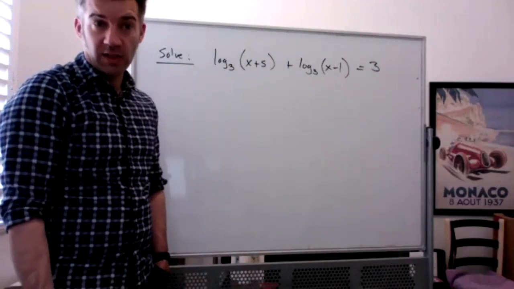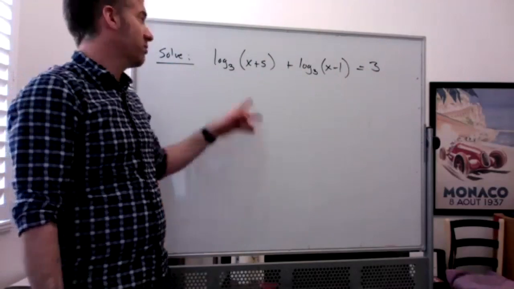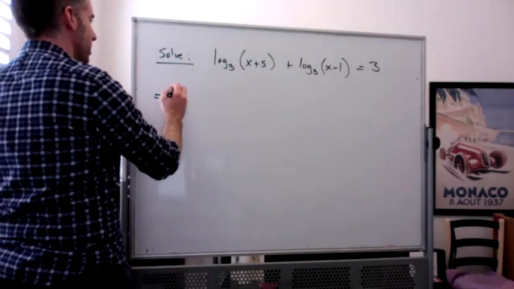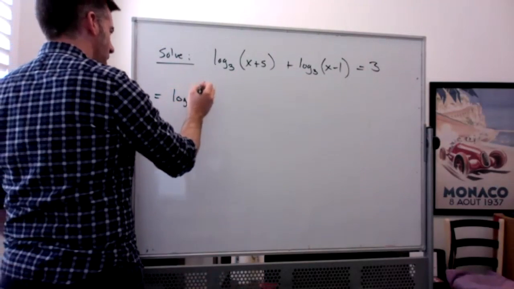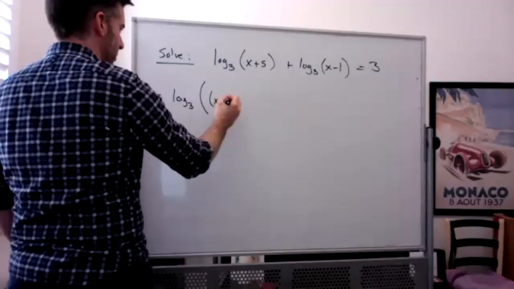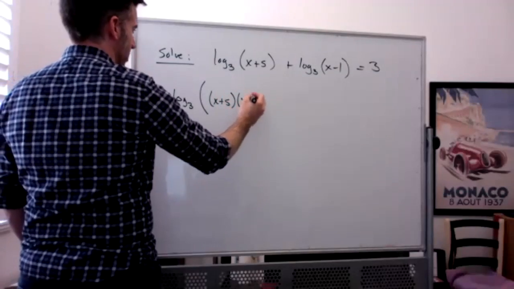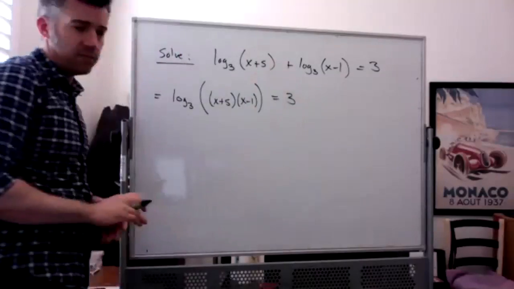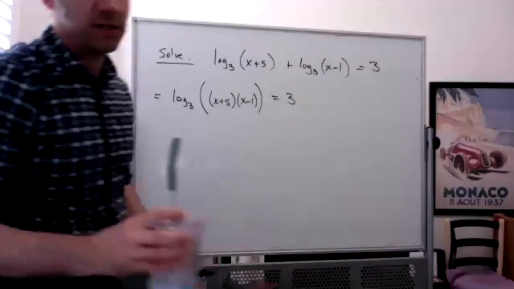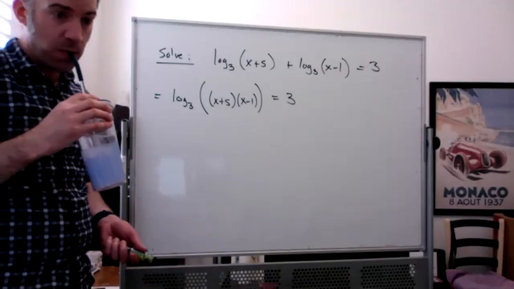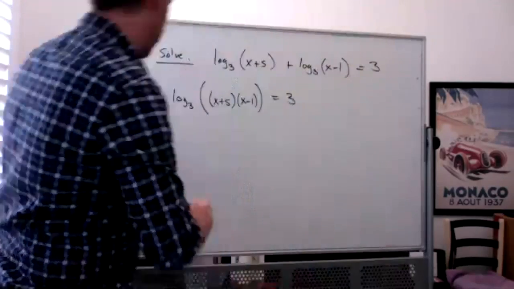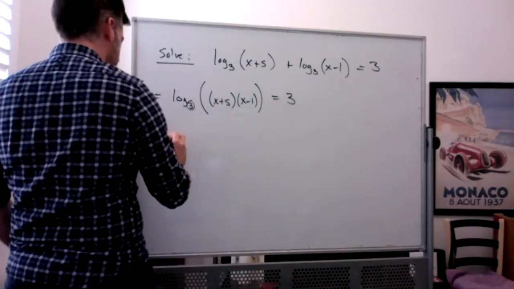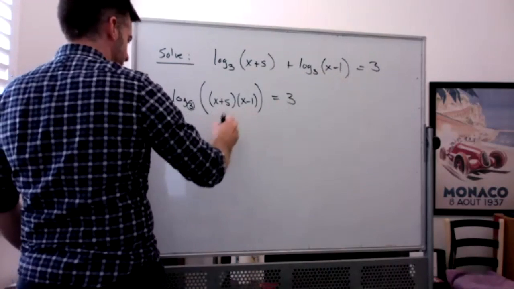And so to solve an equation like this, we really have to compress these logarithms together. We need to rewrite this as the log base 3 of x plus 5 times x minus 1 is equal to 3. And then we need to re-express this as an exponential equation. So my base 3 to the 3rd power equals this stuff in here.